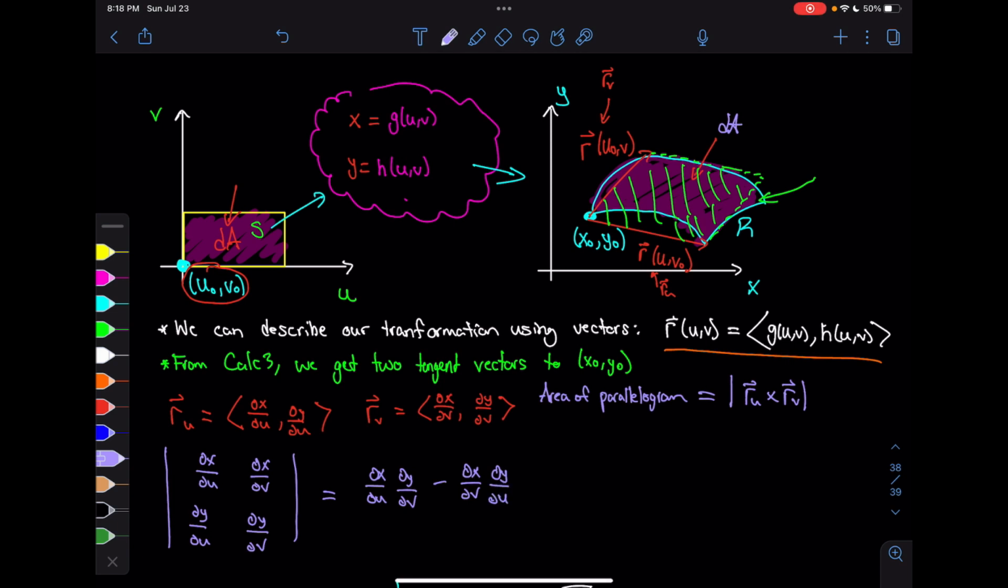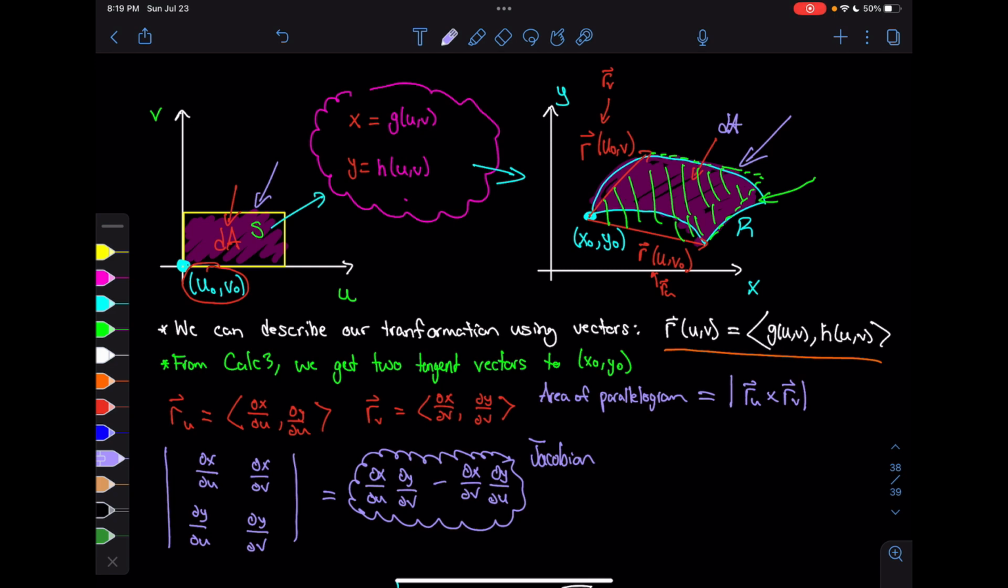And this right here, I claim, is basically the difference, right? This right here is the Jacobian, okay? This is the Jacobian. This is the distortion factor between this area over here and this area over here.